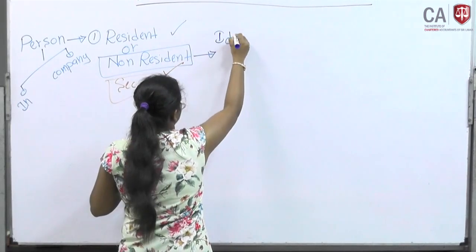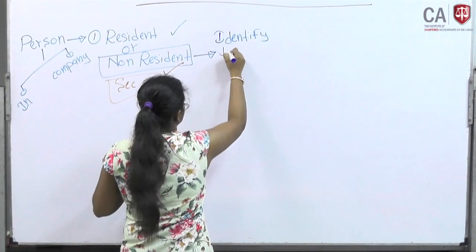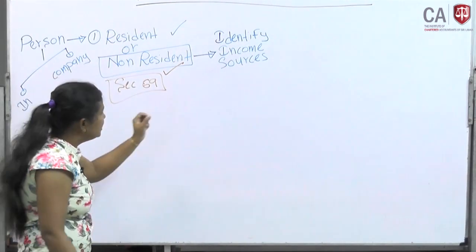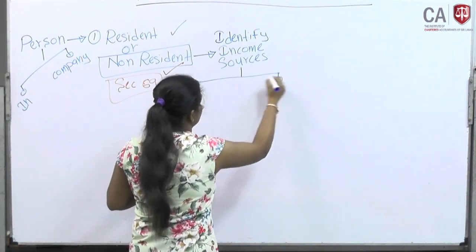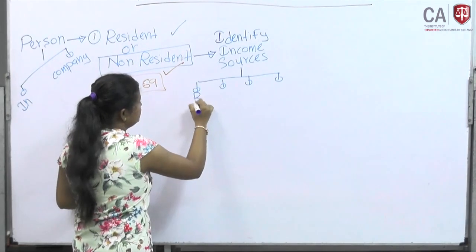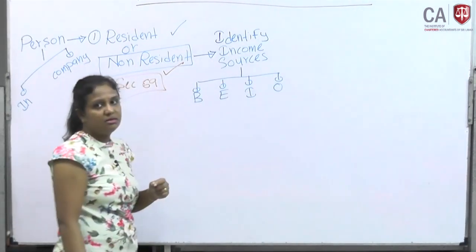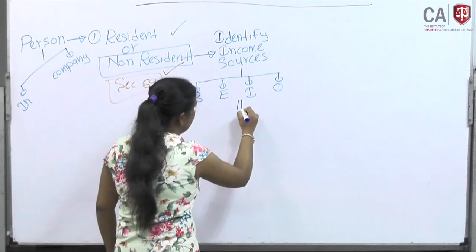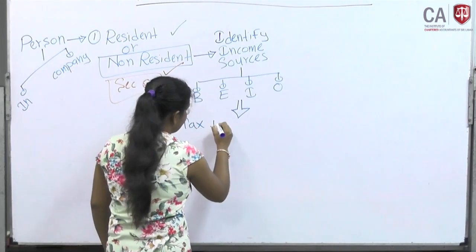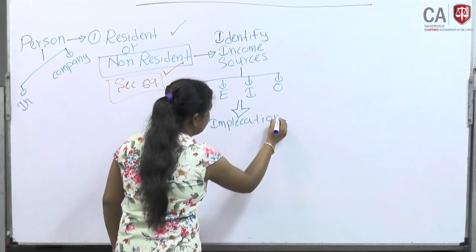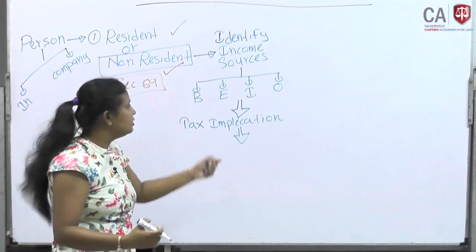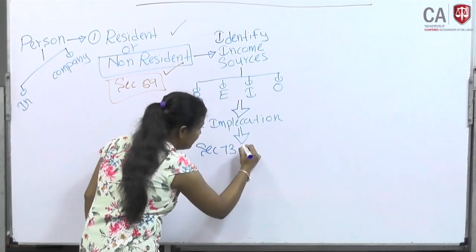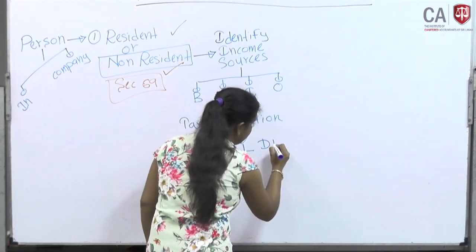To identify income sources. What are the income sources this non-resident person has? Business, employment, investment, other. If it is so, for these income sources, then you have to look at the tax implication. What is the tax implication? Income arising in or derived from Sri Lanka. Source principle. As per source principle under section 73 plus double taxation treaty.